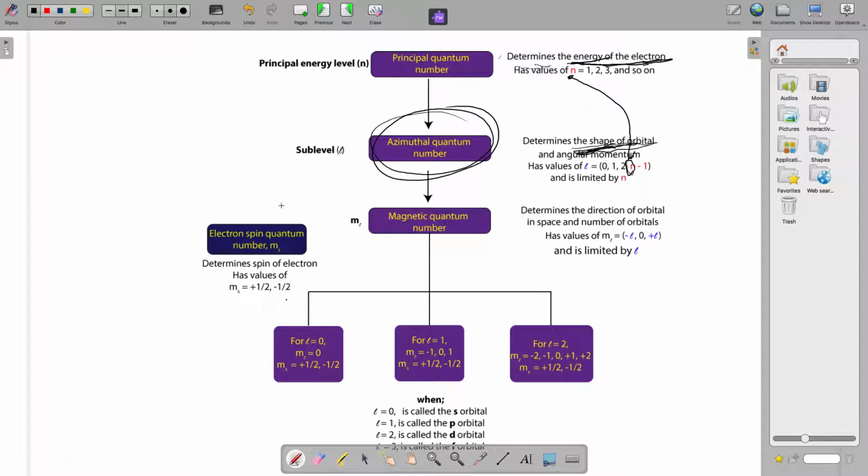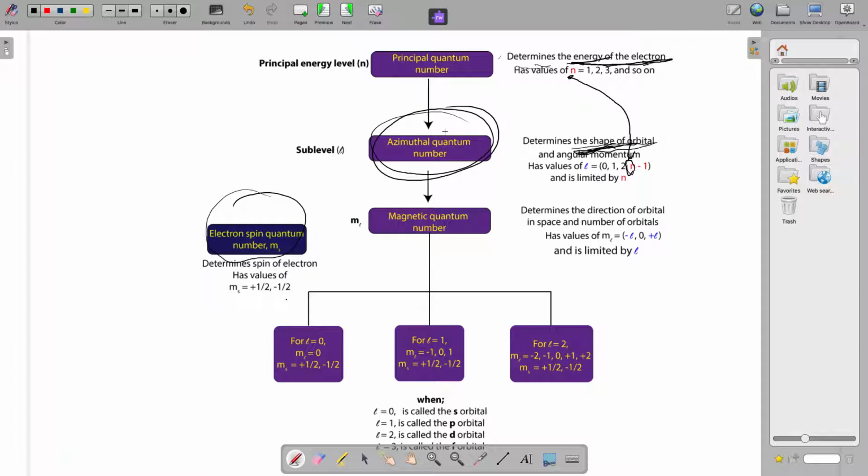And what is the electron spin? The electron spin determines the spin of the electron. So it can only take two values, plus half or minus half. Now, as we've seen, we have four quantum numbers. So there's no way you would have electrons that have all four quantum numbers the same. Usually one of them will be different.